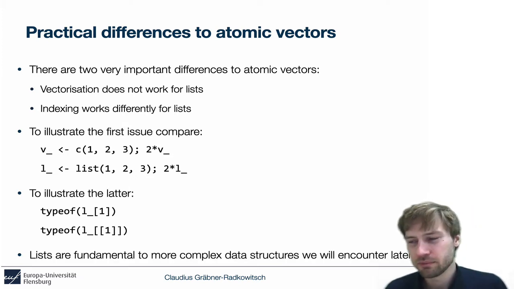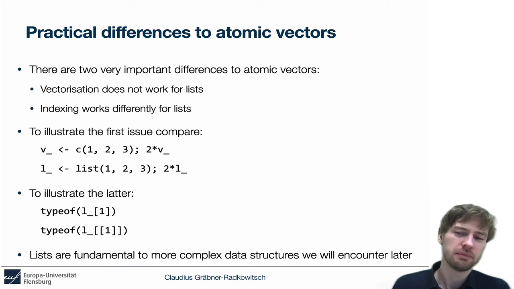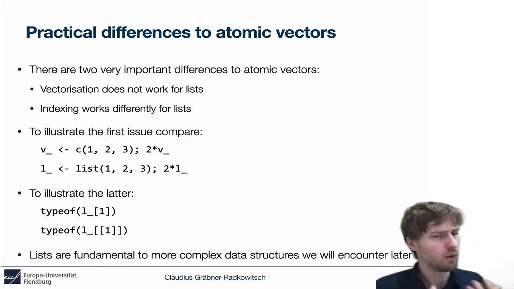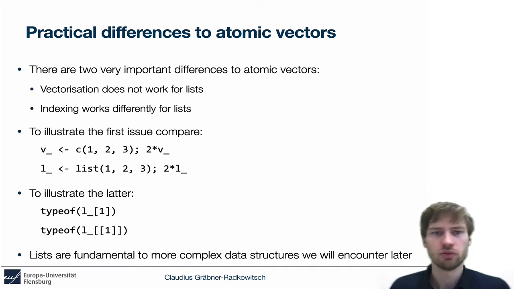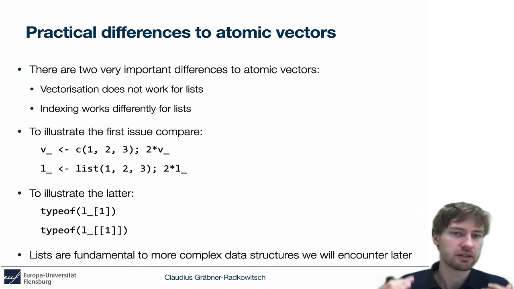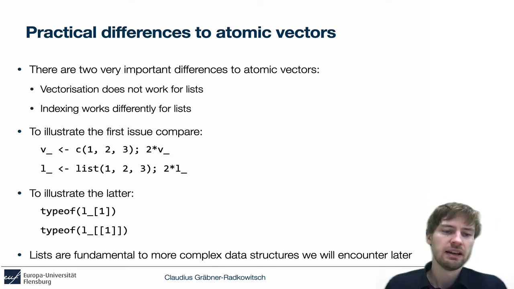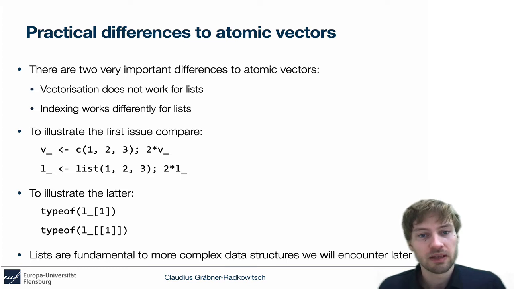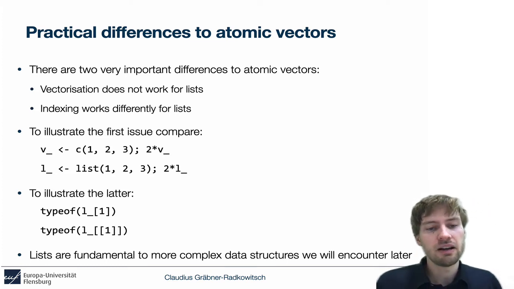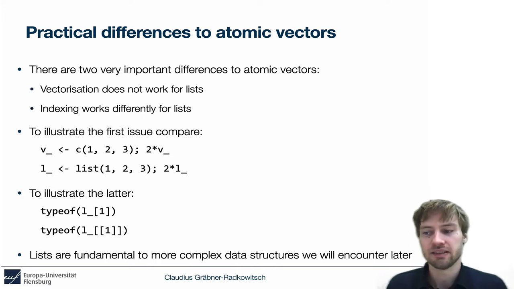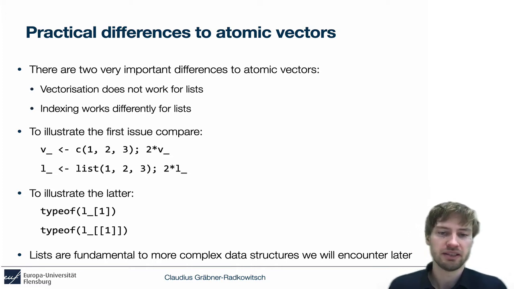After seeing this, you might think a little bit about lists. Why do I need them at all? Atomic vectors seem to be a little bit cooler, so I can use this concept of vectorization. Maybe indexing is a little bit more intuitive. Well, lists are more general. They are more generic. That is why they are sometimes also called generic vectors. So they are fundamental to many more complex data structures that we will encounter later.